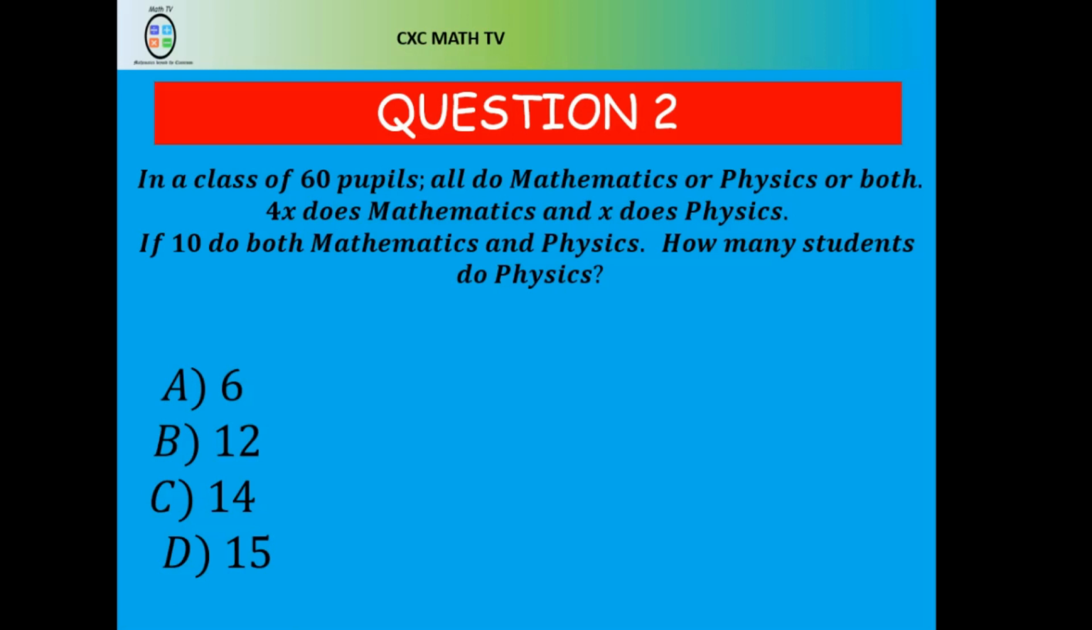Looking at question number 2 now, it says, in a class of 60 pupils, all do mathematics or physics or both. 4x does mathematics, x does physics, and if 10 people do both mathematics and physics, how many people do physics only? So let's go ahead and do this question.